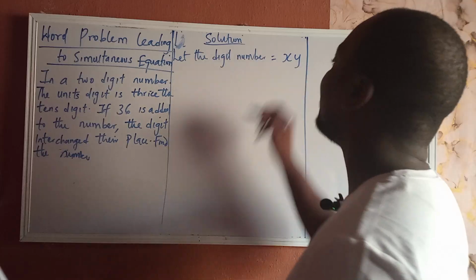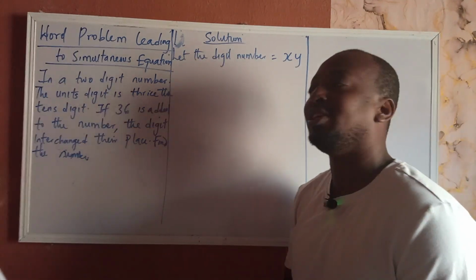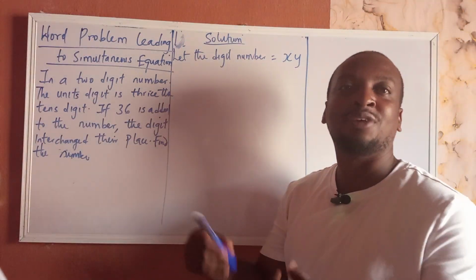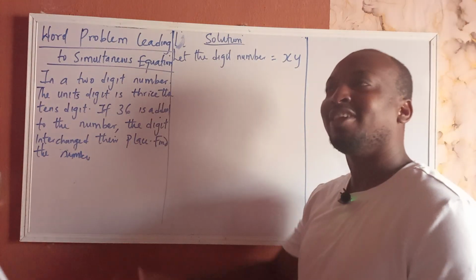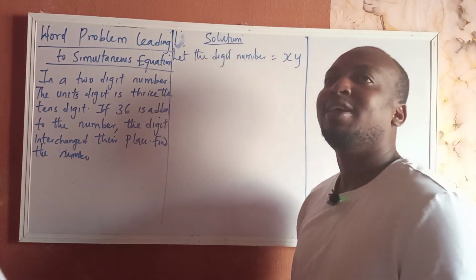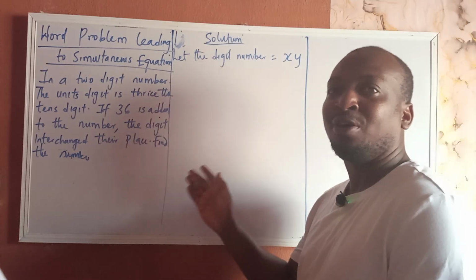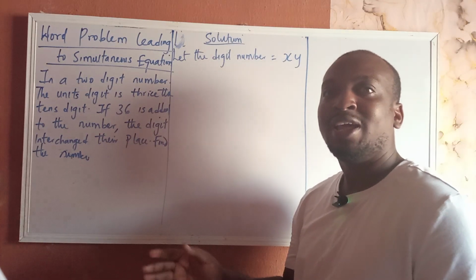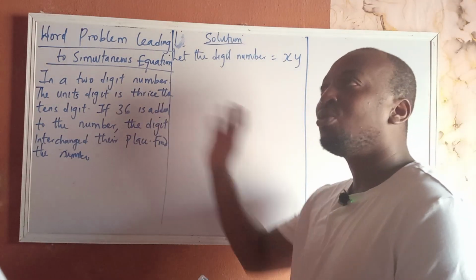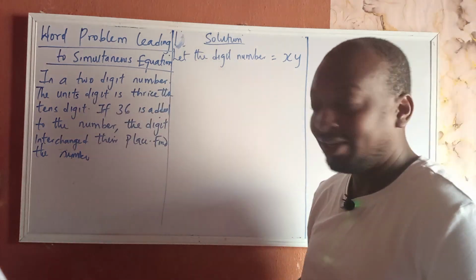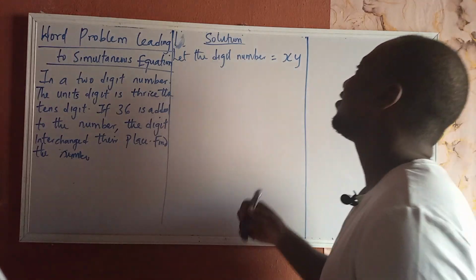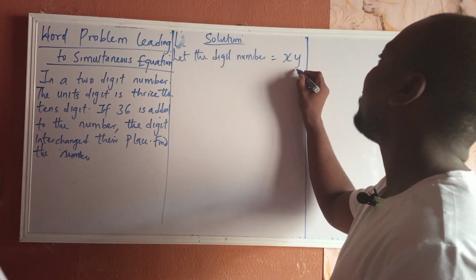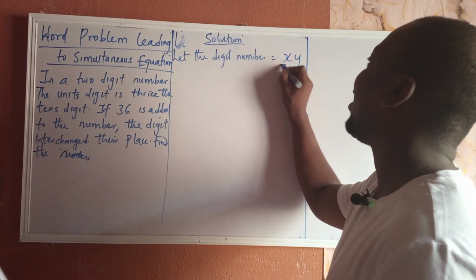What is a two-digit number? A number that contains two digits, like 45, 79, 68. A two-digit number has a unit and a tens. The last digit of a two-digit number is the unit, and the digit to the left is the tens. Now, they said the unit is thrice the tens. That means the unit of this two-digit number is y, while the tens is x.